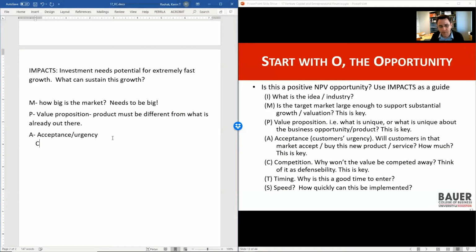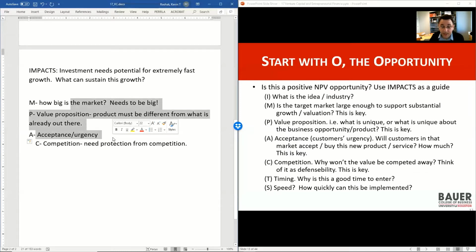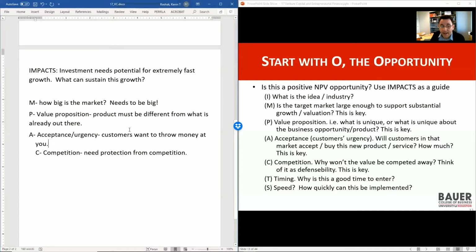The next piece is competition. You need to have protection from competition. Even if you have these first three, you've got a big market, you're doing something different, customers really like it, they want to throw their money at you, right? Customers want to be able to throw their money at you. Even if all of that's true, it's not going to be worth anything if your idea can just be copied.